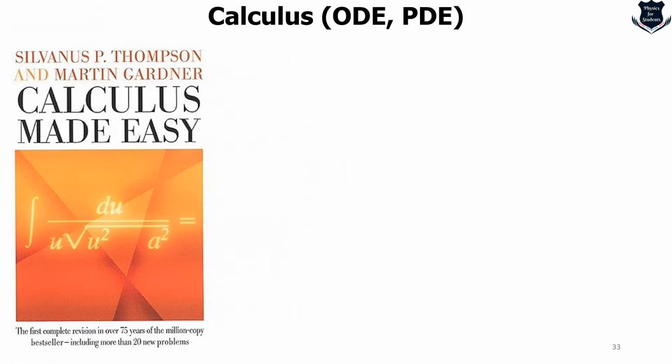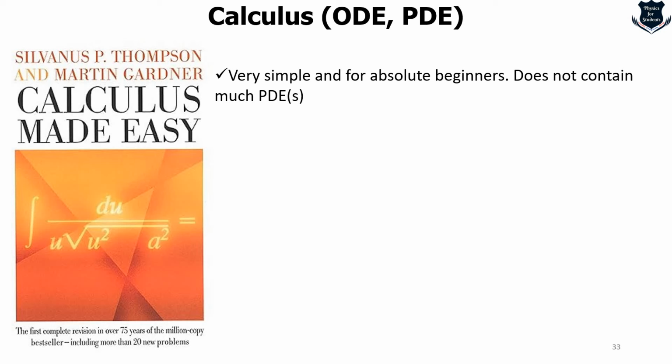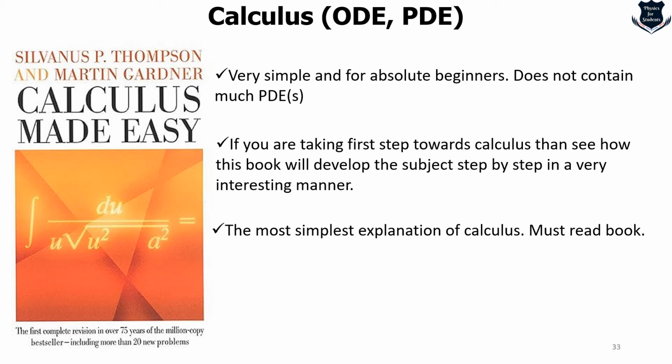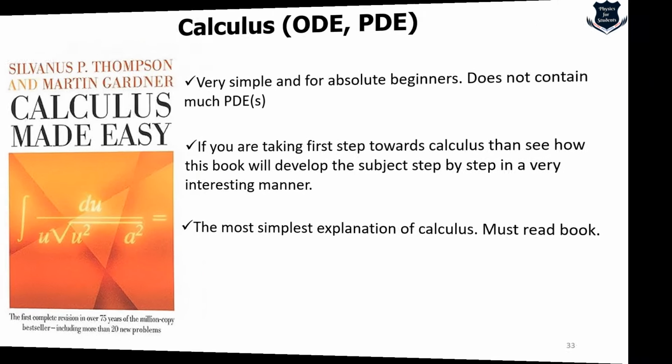The next book is pretty simple. I mean to say, this is just for those who have started and you are a self-learner. Sylvanus Thompson's book, Calculus Made Easy. It is very simple, but remember, it does not contain much about PDEs. If you're taking a first step in learning calculus, this is a must-read book. It is perhaps the simplest explanation of calculus. So you can just read it. It is available on gutenberg.org. You can just download it. It is free. So it would be a great book to take a step ahead in calculus.